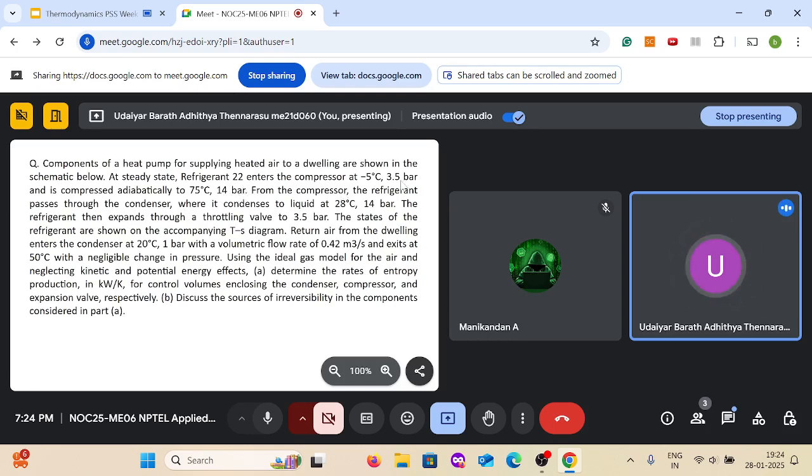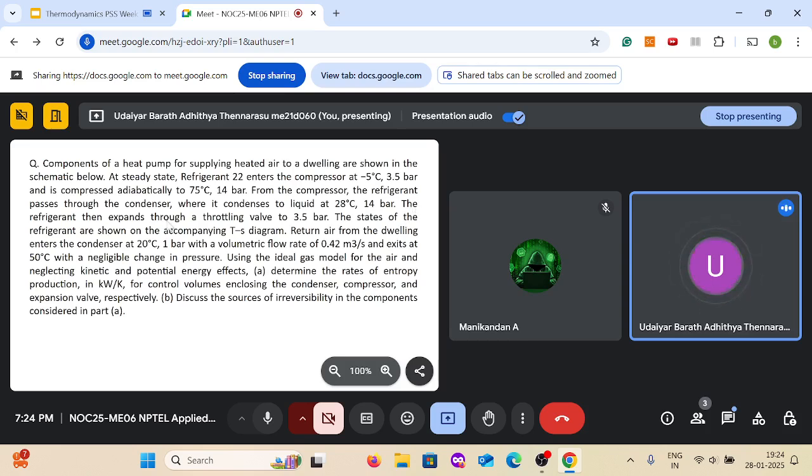Next, from the compressor, the refrigerant passes through the condenser, where it condenses to liquid at 28 degrees Celsius and 14 bar. So the condenser is coming in at 75 degrees Celsius and 14 bar, and going out at 28 degrees Celsius and 14 bar. So it's a constant pressure process.